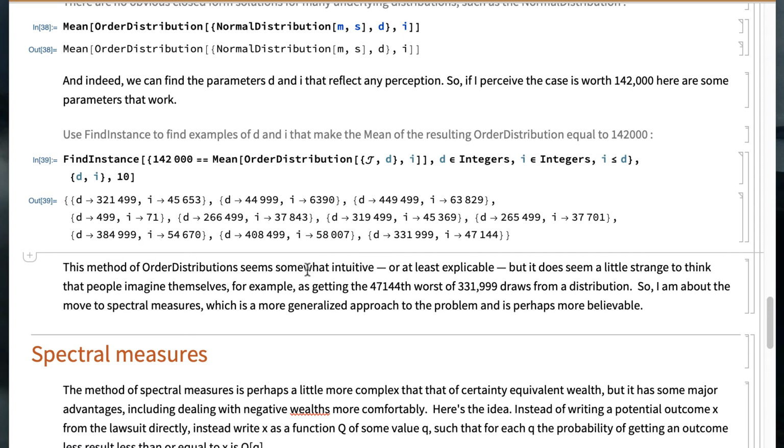And so I don't know if order distributions are the very best way of thinking about risk, but they are an additional way of thinking about risk aversion. And you'll see they provide some intuition for what we're going to talk about next, which is spectral measures.